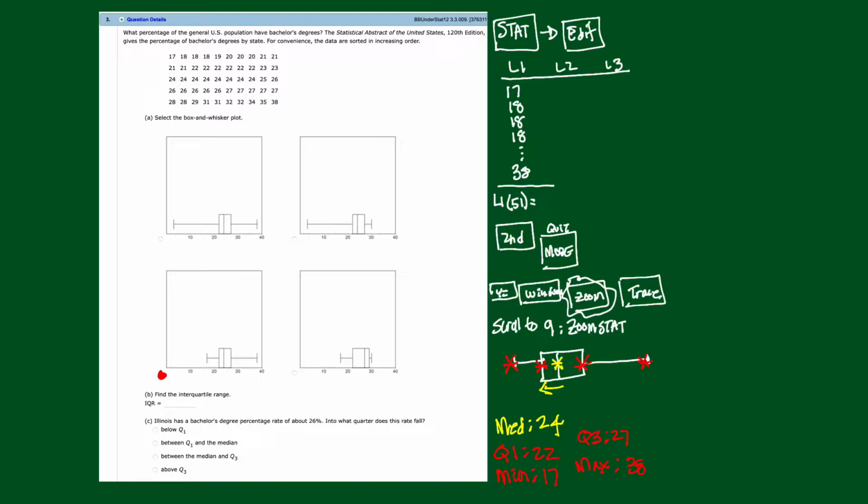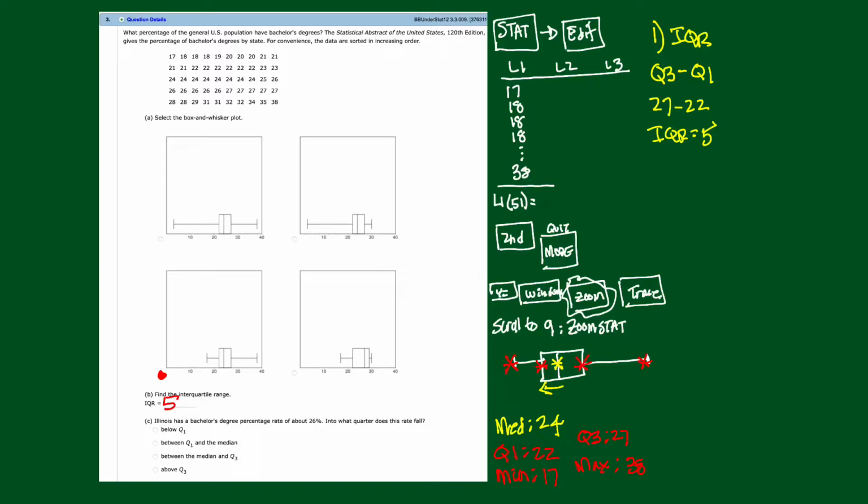So we should have enough information now to answer all these questions. First of all, here's B. Find the interquartile range. Here's B. The IQR, the interquartile range. Well, this is the range from Q3 minus Q1. So Q3 was 27 minus Q1, which is 22. So I'm going to claim that the IQR is 5. So I would put a 5 over here on the left.